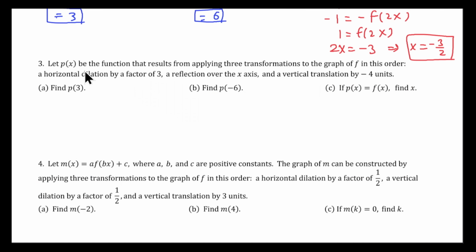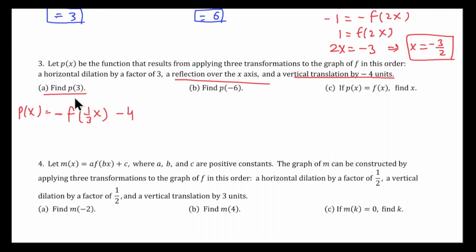Next, they have, okay, they are not given a function p. We have to first build it. So there's a horizontal dilation by a factor of 3, which means that it will be f of 1 over 3 x, because that's a horizontal stretch. Then reflection over the x-axis, so there's a negative sign over here. And vertical translation by 4 down, so negative 4. So that's going to be your p(x).